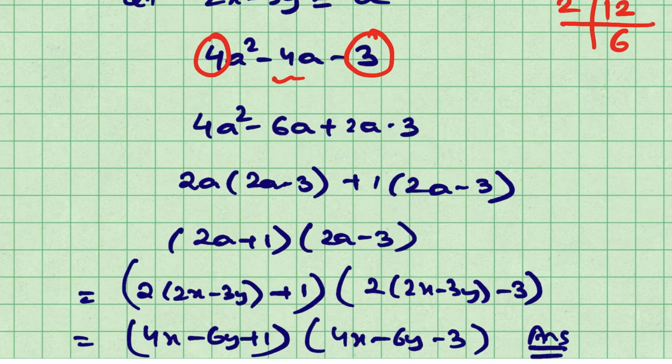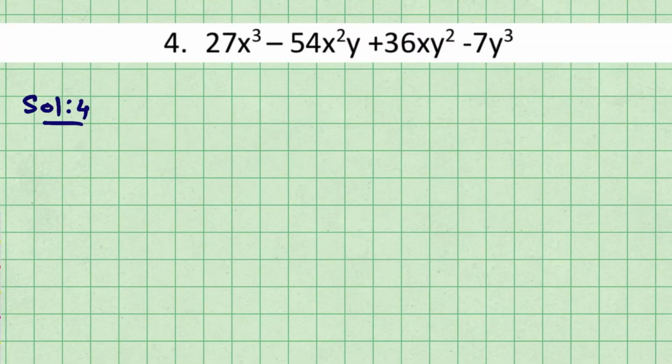Hope this is clear. Let's try question number 4. The first thing that I notice here is that it somehow matches with a cube minus 3a square b plus 3ab square plus b cube, something like that. I notice that there are alternate plus minus signs also.